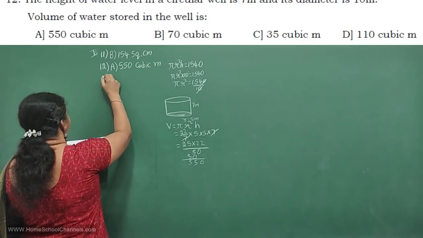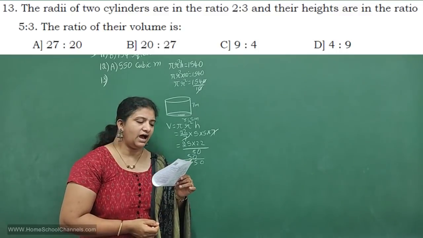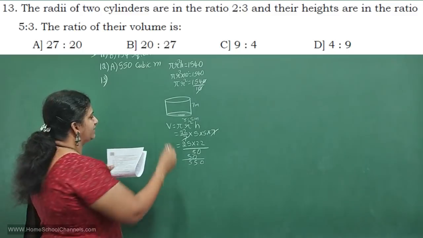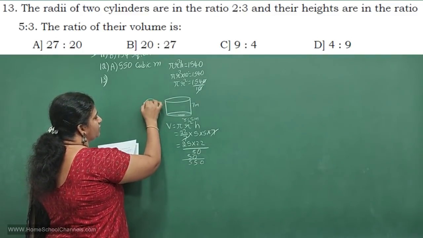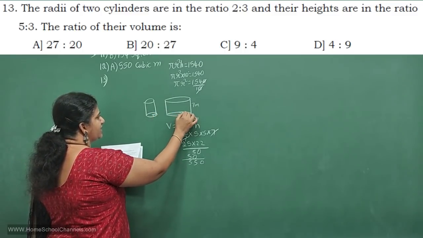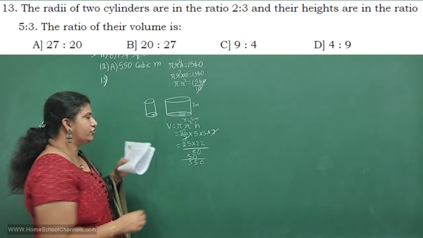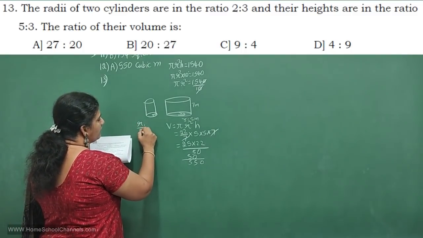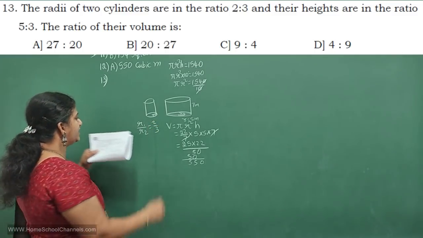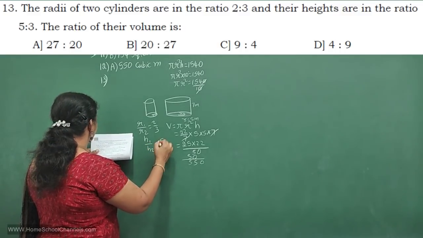13th one. The radii of two cylinders are in the ratio 2:3. Suppose we take two cylinders, with radii R1 and R2. The two cylinders' radii are in the ratio 2:3, R1 by R2 is equal to 2:3. And their heights are in the ratio H1 is to H2 is equal to 5:3.